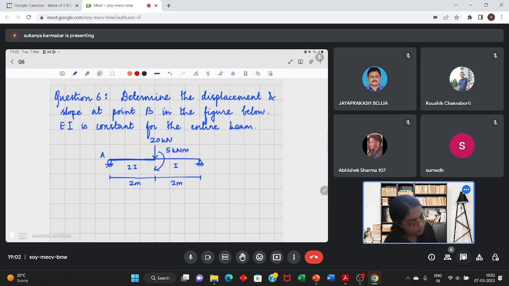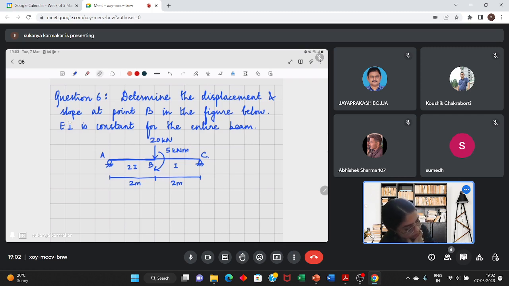This is not point B. This is point B and this is point C. So you will have to calculate the displacement and slope at point B in this figure, and EI is the value of E is constant but I is varying.